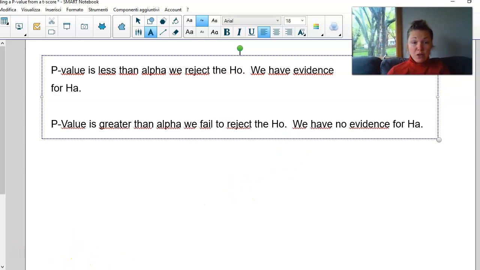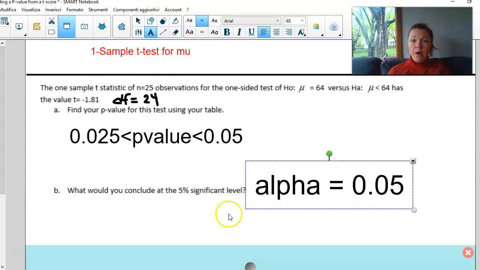Okay, so let's go back and look. We need to say, is our p-value less than alpha or greater than alpha? Well, we don't know what our p-value is, but we know that it's somewhere in the middle of these two values. Our alpha is 0.05, so we do know that our p-value is less than alpha. These two values won't always match up, it just happens to this time.